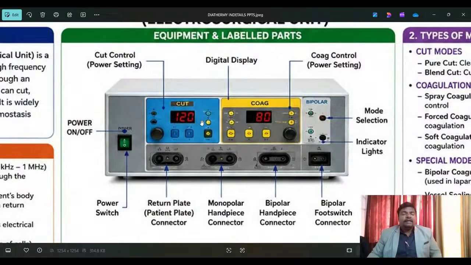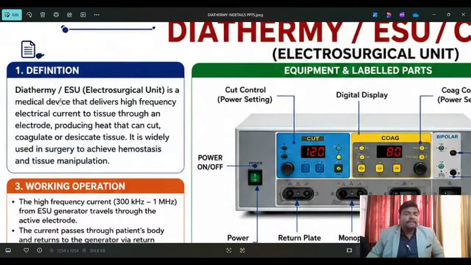This is diathermy, or ESU, electrosurgical unit, or cautery. The names are different, but it is the same machine. Some features will be different, and I'm going to show you everything now. I think you got clear information. Let me go now. One more topic. See here now.